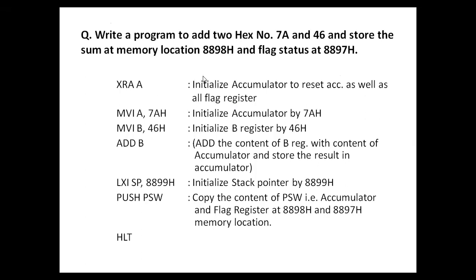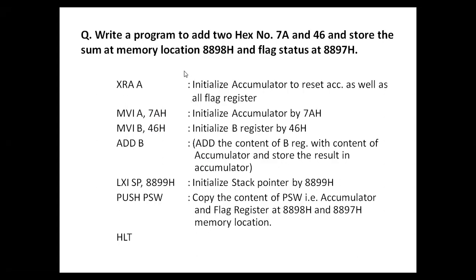And then, since we have to add two numbers, the first number is copied into the accumulator. The second number is 46, and it is copied into the B register. And we are going to add these two by using the ADD B instruction. So it will add the content of the B register with the content of the A register, means 46 is added with 7A. After the addition, the result will be stored in the accumulator. And if there is any carry or change in the result, that will be reflected by a change in the status of the flags.